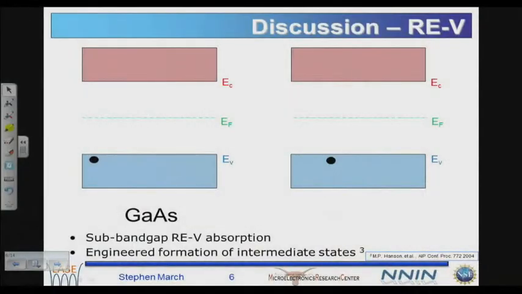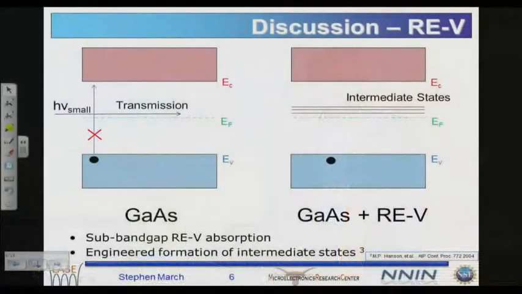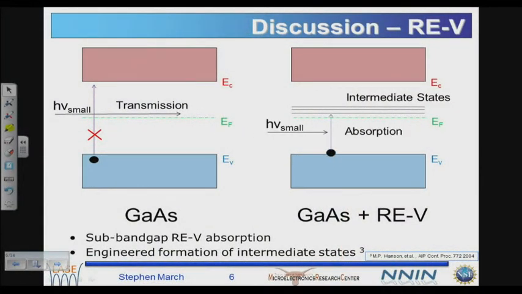And the discussion of how this would work, if you started off with an intrinsic gallium arsenide material and you sent in a low energy photon, you wouldn't have enough energy to overcome the band gap between the valence band and the conduction band. However, when you add in these rare earth nanoparticle superlattices, you create intermediate states between the valence band and the conduction band, such that if you send in that same low energy photon, you actually experience absorption.